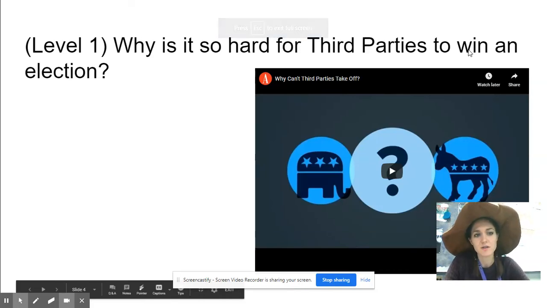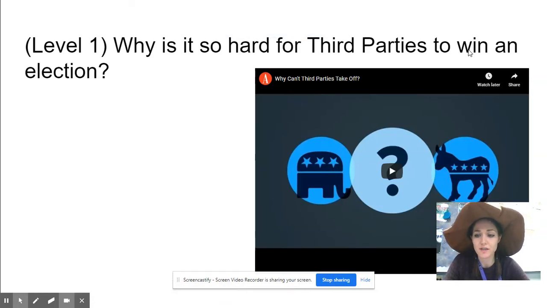Hey, distance learners. So today you're just going to take a really short set of notes on third parties. So we've already talked about our two main political parties in the United States, the Democrats and the Republicans. But did you know there's actually other minor parties that we call third parties? The reason why we don't really know about them a whole lot is because they've never really won an election, and it's really hard for them to win an election.